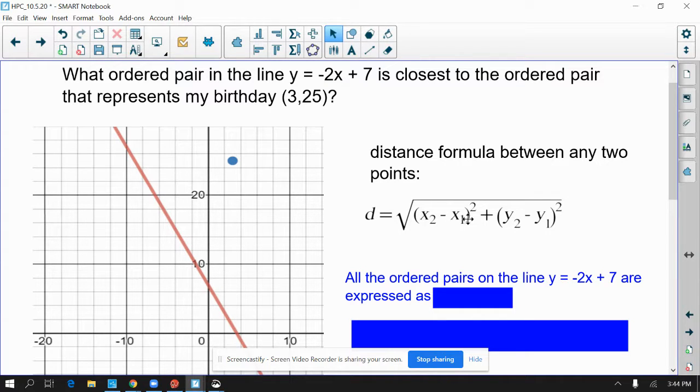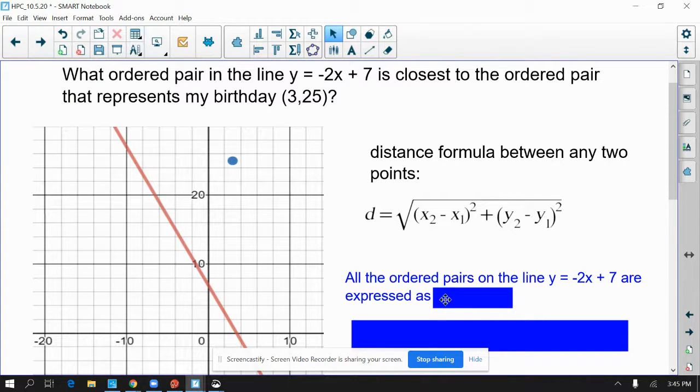So this is the distance formula, and I can give you this on the test. I'm not really concerned about you memorizing it, but you have to realize what this tells you. This tells you the distance between any two points. Well, one of my points is (3, 25). But the problem is the other point is any point on this line. So can you express all these ordered pairs in just one single sentence?